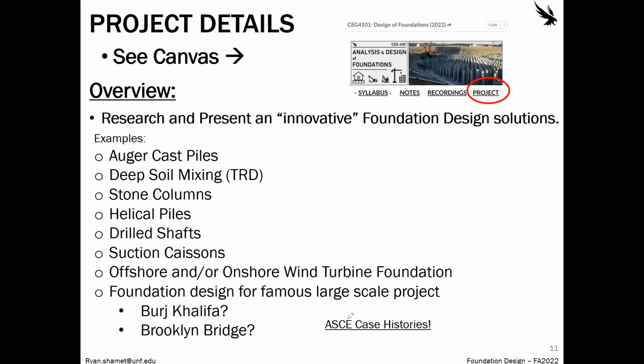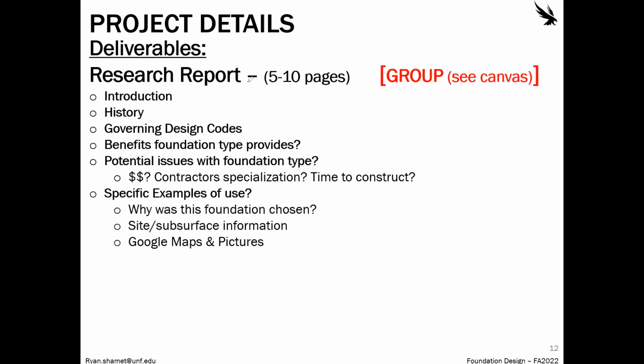So the Burj Khalifa, the Brooklyn Bridge is another really famous one. Golden Gate Bridge, the design for that is pretty famous. So you can look into those in more detail too. Now, what the project will actually look like, and there's a sheet that you can download, is a research report of about 5 to 10 pages, submitted as a group. You'll see on Canvas under the People section your research report groups.